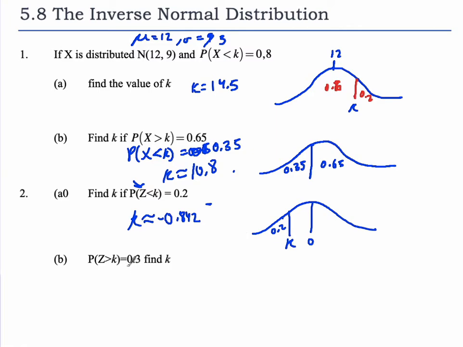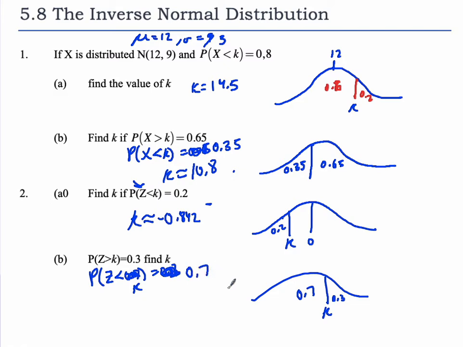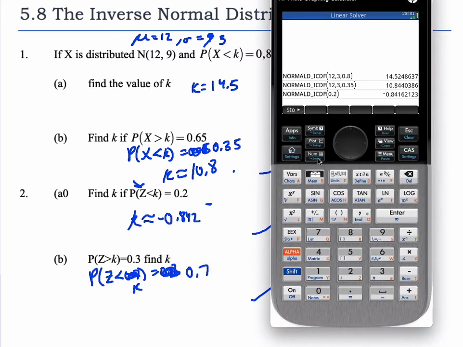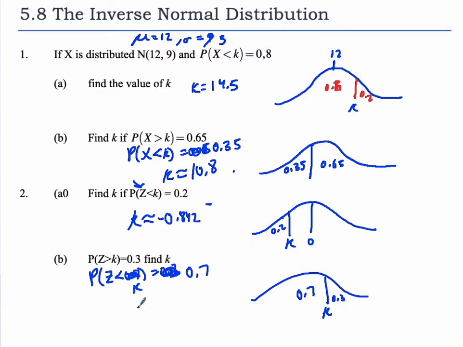Next, probability z greater than k is 0.3. So this area is 0.3 and this is 0.7. So we're looking at probability z less than k is 0.7. We solve that for k. We just type in this again, copy that, type in 0.7, and we get our answer, 0.524.